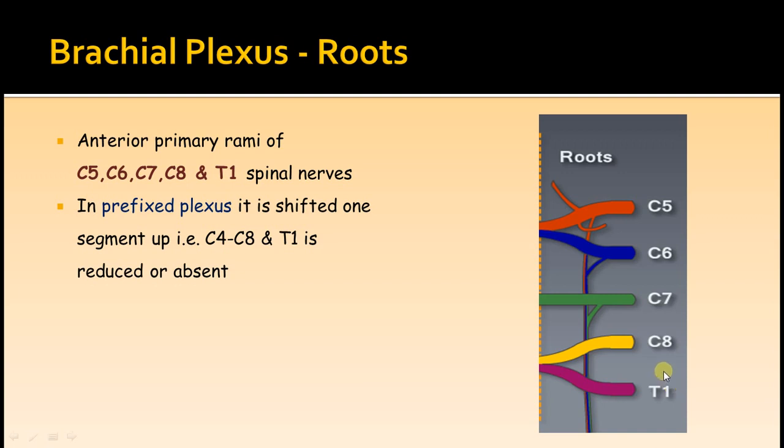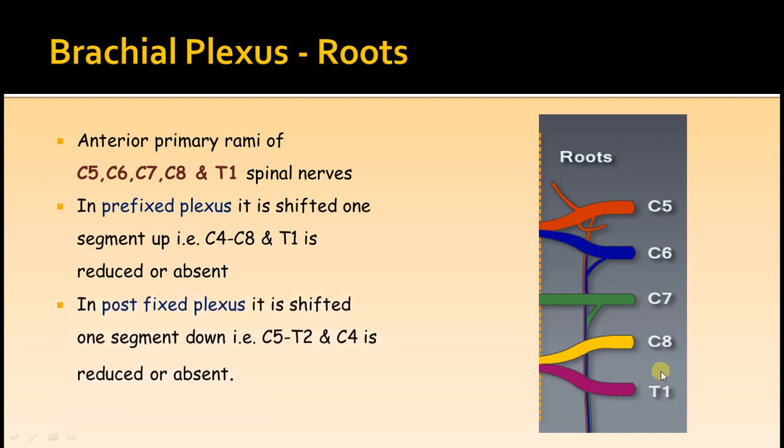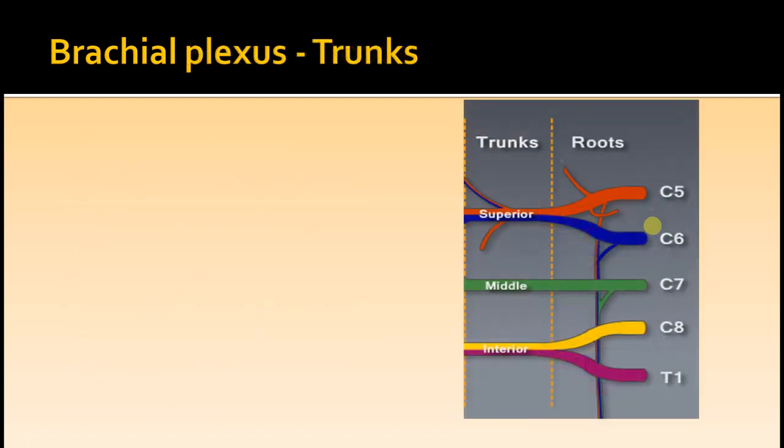In the same way, the opposite might also occur. That is, the plexus might be shifted one segment below. In that case, the plexus is called the postfixed plexus, which means the contribution from T2 will be there and the contribution from C5 will be reduced or completely absent. So is it clear to you, what is the prefixed plexus and what is the postfixed plexus? Now we have seen the roots of the brachial plexus.